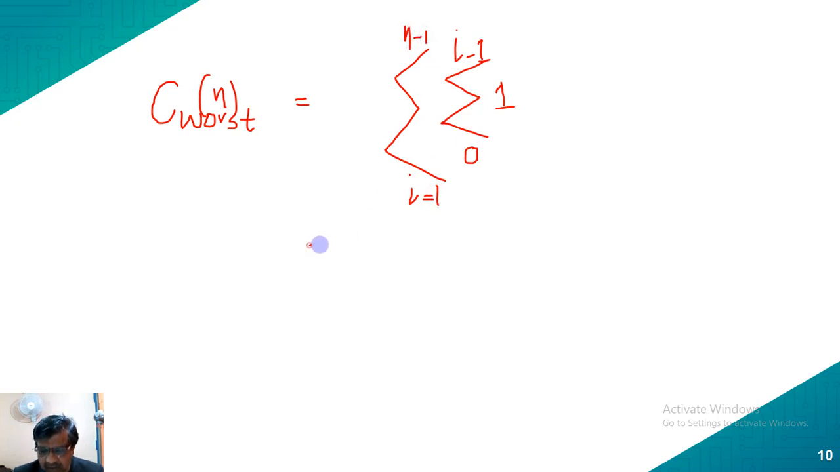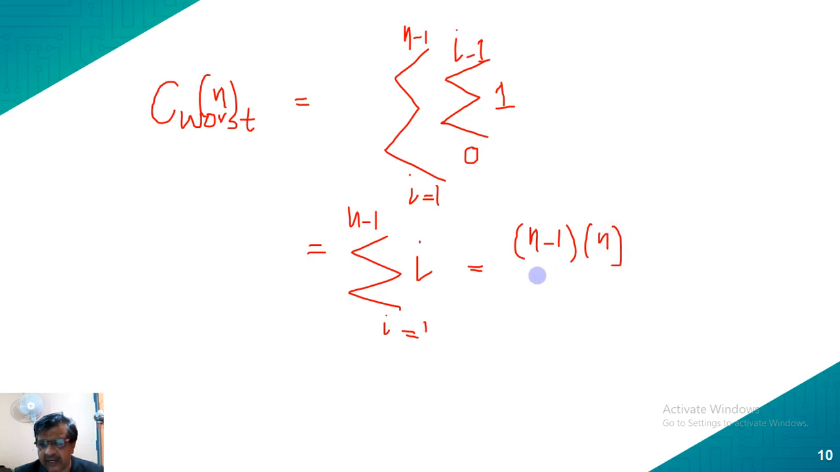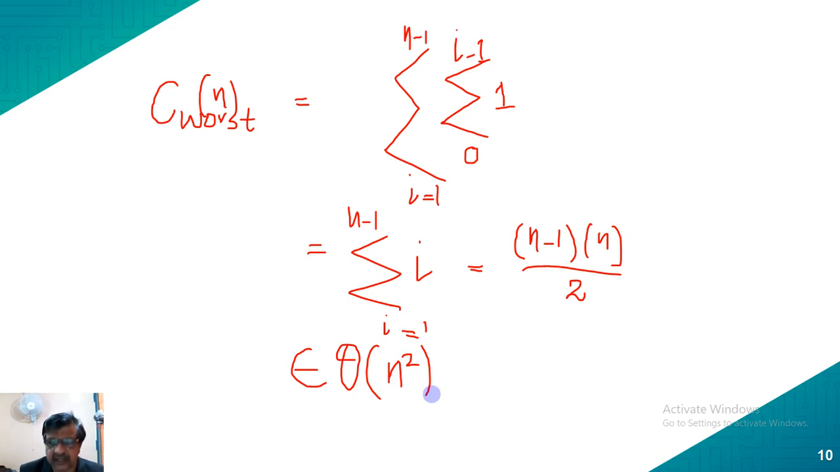What we get here is that you have to expand the sum for I equal to 1 to n minus 1, which becomes I minus 1 minus 0 plus 1, so I. This is the expansion of an arithmetic series where n happens to be n minus 1, therefore it is (n minus 1) into (n minus 1 plus 1), divided by 2. So it is obvious that the worst case of insertion sort belongs to big theta of n square. It is of quadratic complexity.